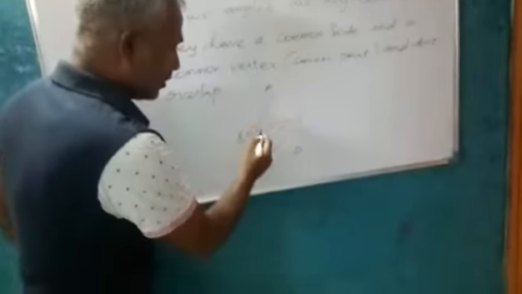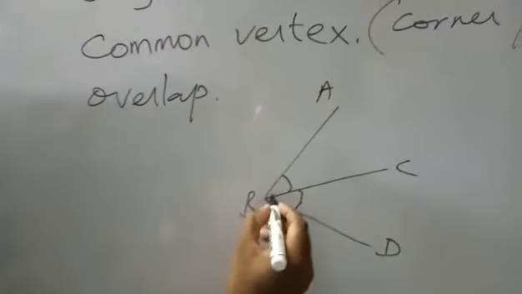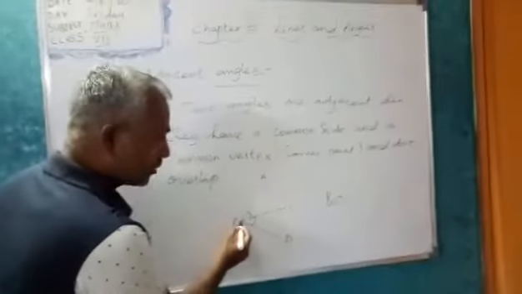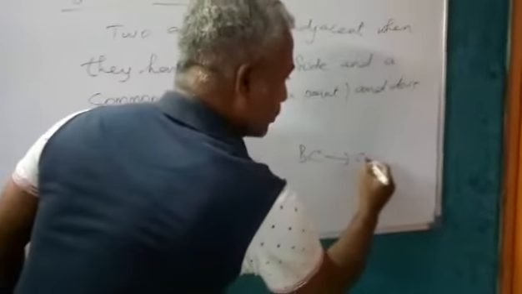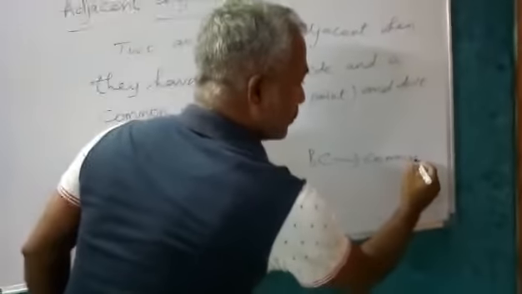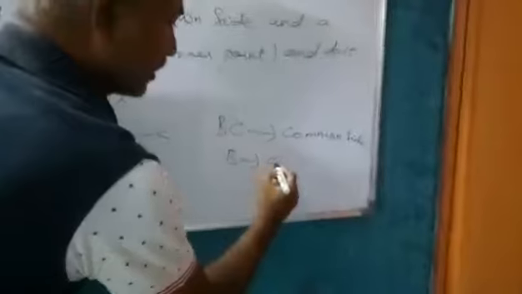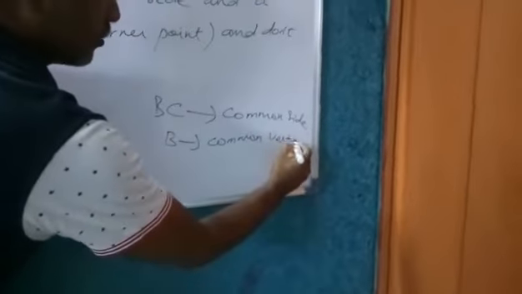Listen here. This angle and this angle commonly have one side. That common side is BC. And they have a common vertex. What is the common vertex? B is the common vertex. BC is the common side, and B is the common vertex, or common corner point.